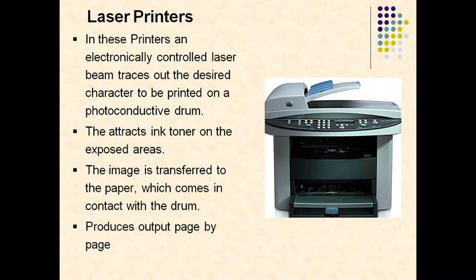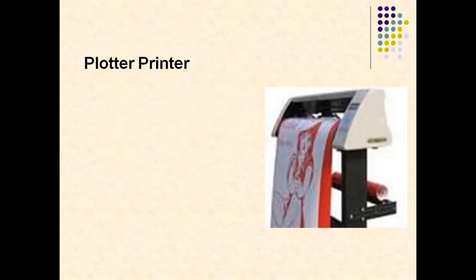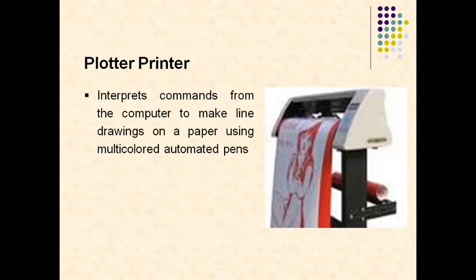So this is the laser printer. In a laser printer, what will happen? Mainly a drum will act. Mainly a drum is used for printing the characters, which contains an ink toner. Photoconductive drum, we can say here. Next, so these are laser printers. Now let us see the next type of printer, the plotter printer. So this is the plotter printer.